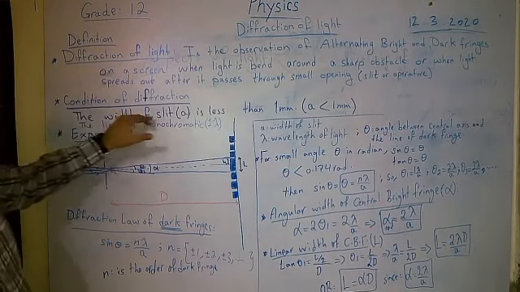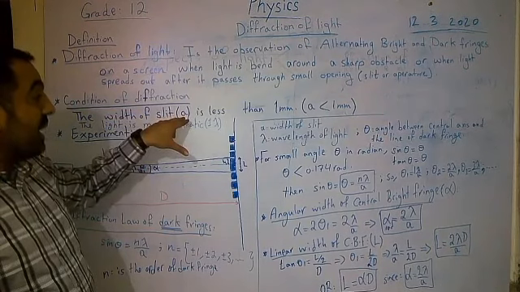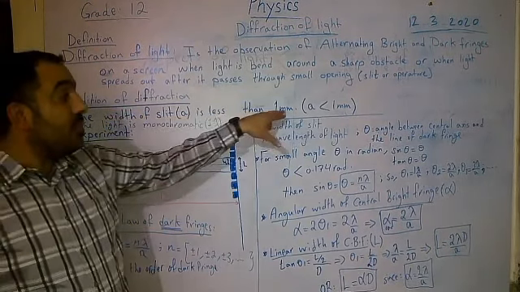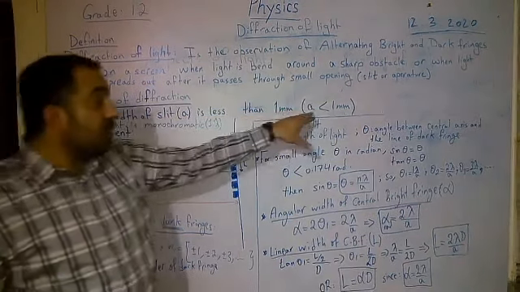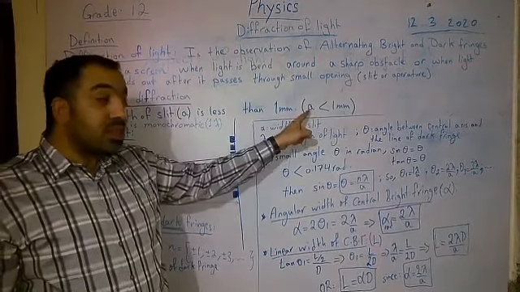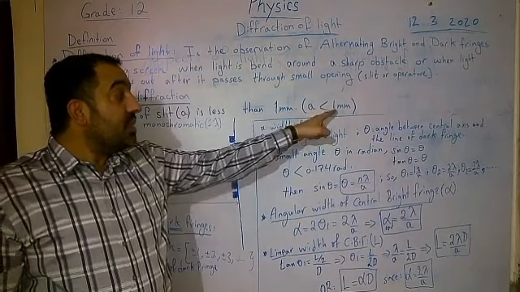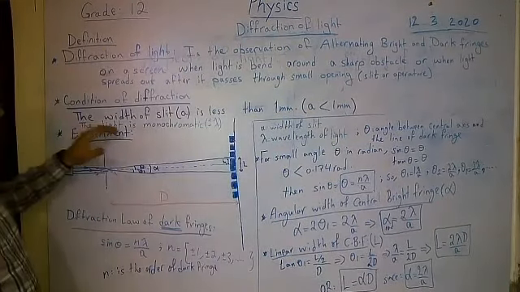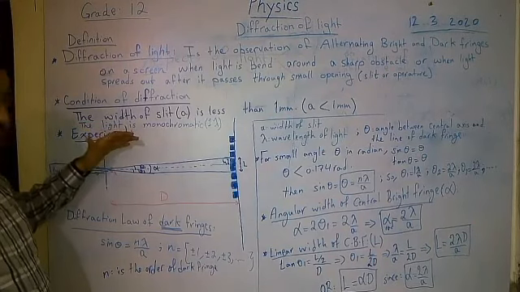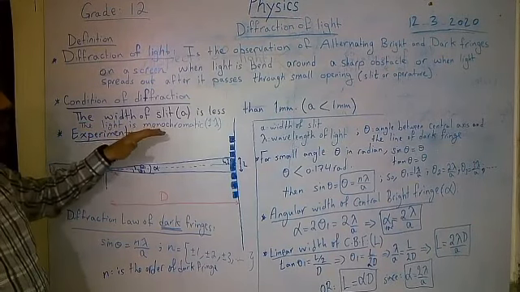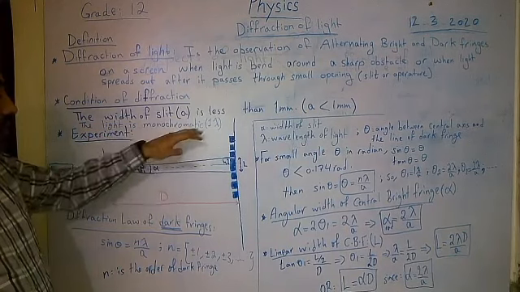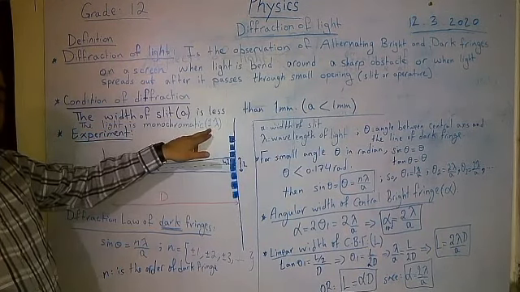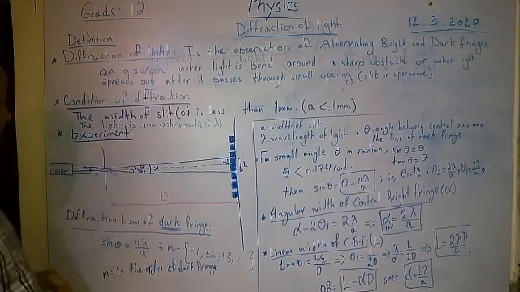The width of the slit, with the symbol a, must be less than 1 millimeter. And the light in general is monochromatic light. Monochromatic light is light of one wavelength.